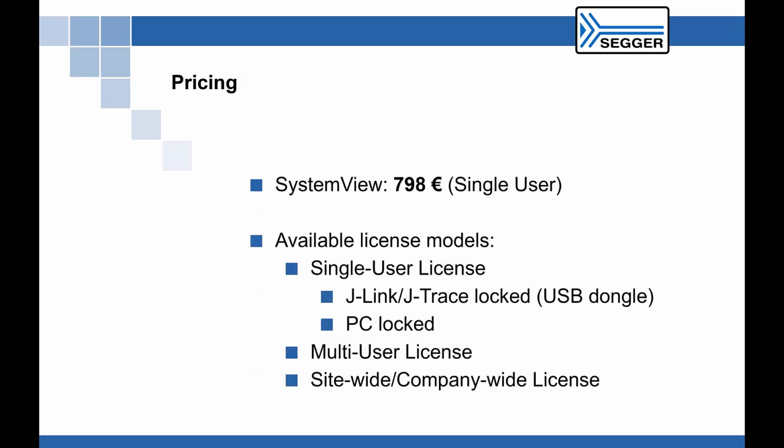So let's come to pricing. This is especially in the context of the embedded world usually interesting. So the SystemView single user license costs 798 euros. The different license models we have is a single user license, where either you're locked to your J-Link or J-Trace probe, and then they function as a USB license dongle. So wherever you take your J-Link with you, you will have your license in the pocket and can use it directly on your desk. You can also have a PC locked version, and we have multi-user license and company-wide license models.